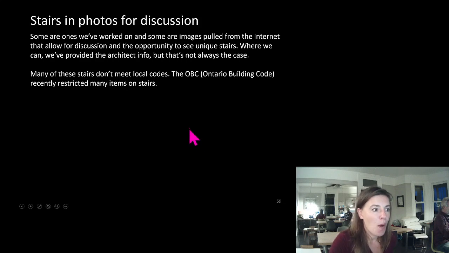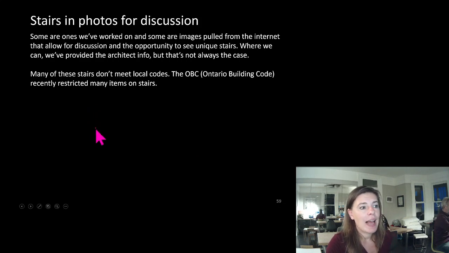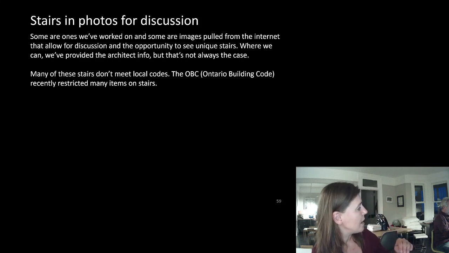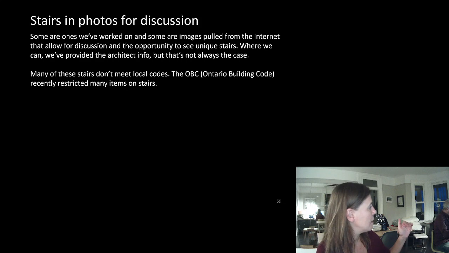I've said this before, many of these don't meet our local codes, probably even their local codes. And I've said that the OBC, or the Ontario Building Code, just recently restricted many more items on some of these stairs.